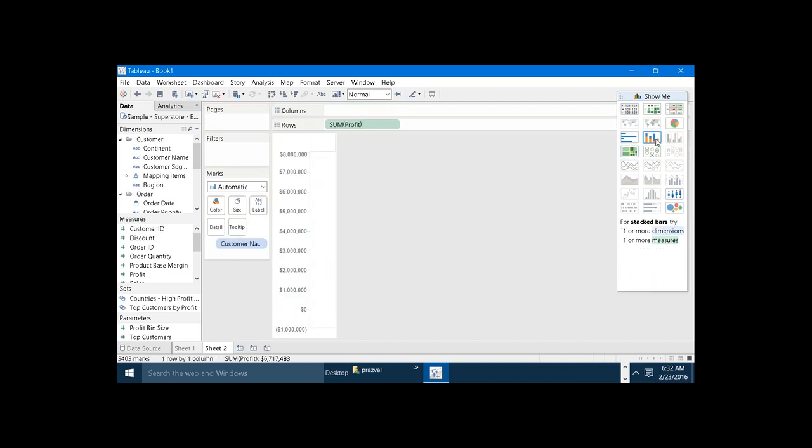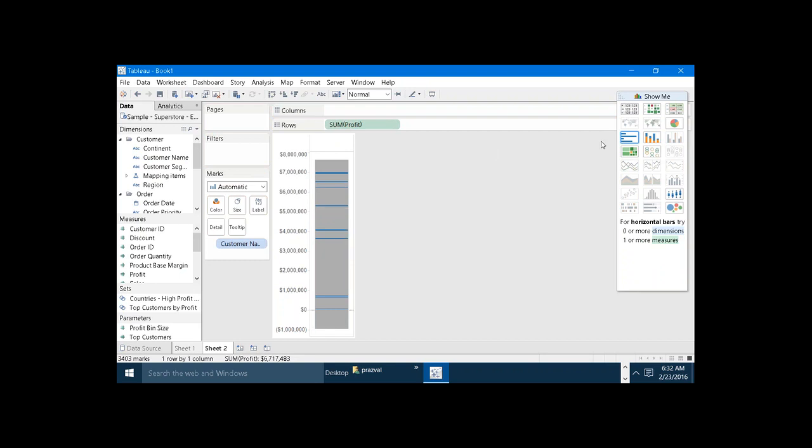Now if you build the stacked bar, Tableau is going to combine all the 3,403 customers into one single bar, where we cannot make out anything. The stacked bar is not recommended if the field has more number of values.